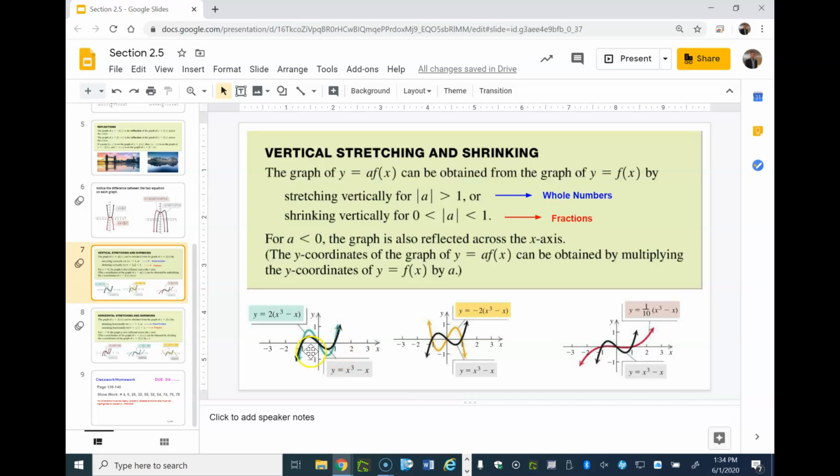So think about you pulling something up and down. If I pull this hump of this vertex up and this vertex down, I'm stretching it.